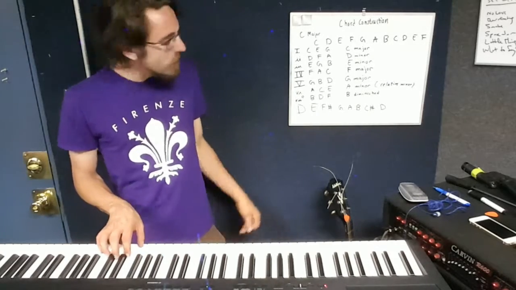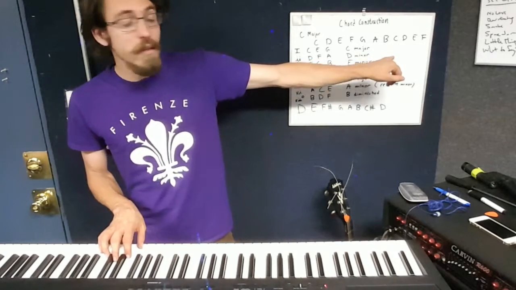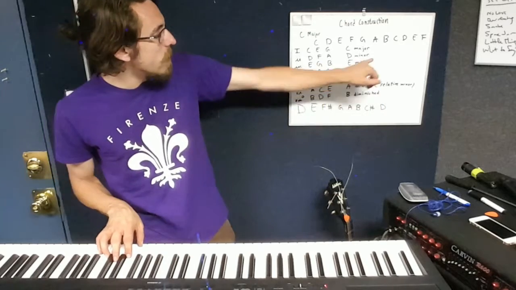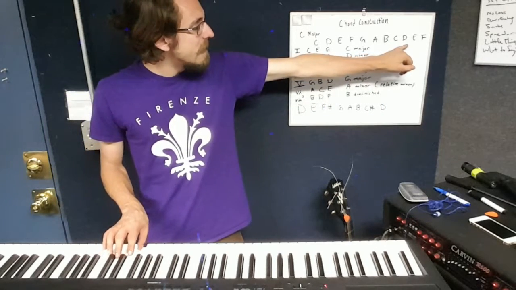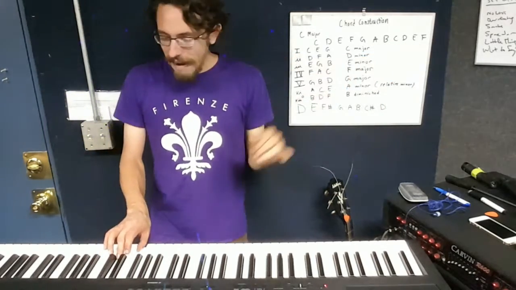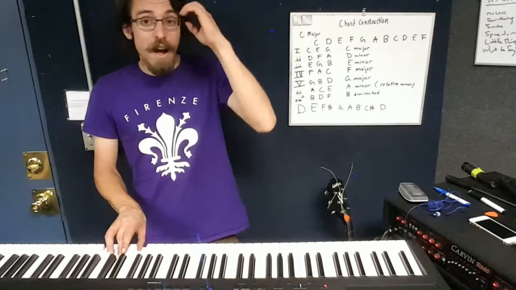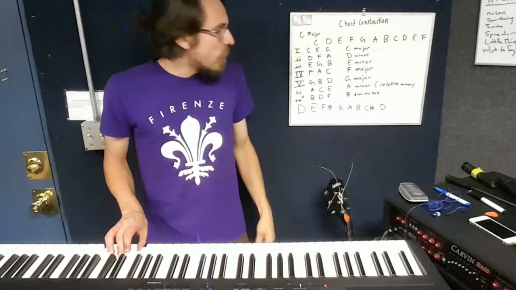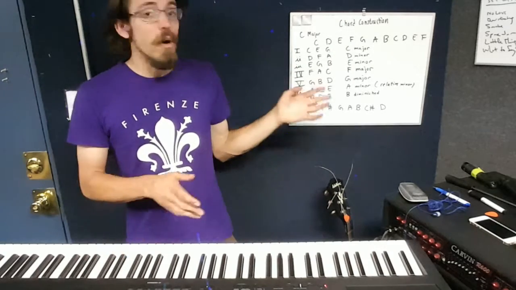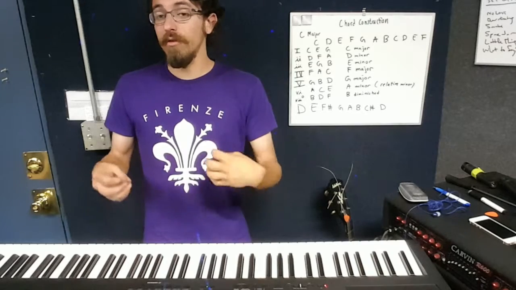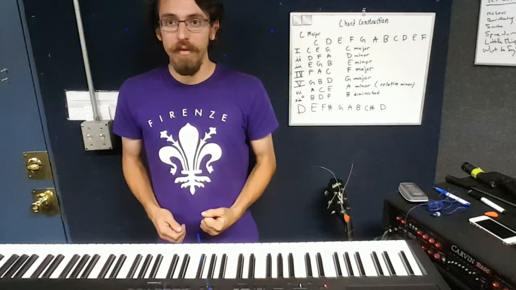Now on to the 7th, which is B in C. We'll start with B, skip C, add D, skip E, and add F. B, D, F. This is a diminished chord. It's got a flat 5 in it. Now, we know the 7 chords that we can use to construct harmonies in the key of C major.